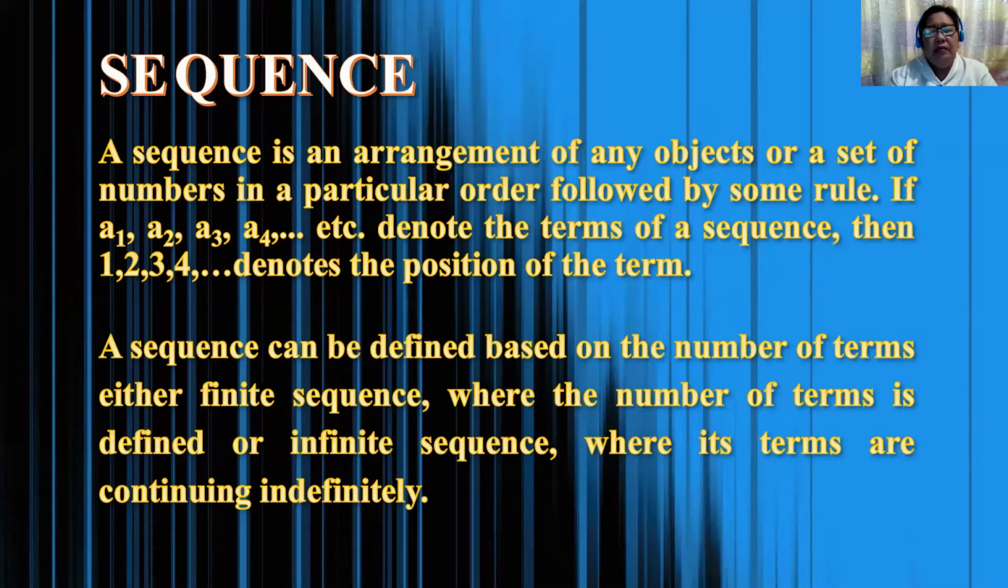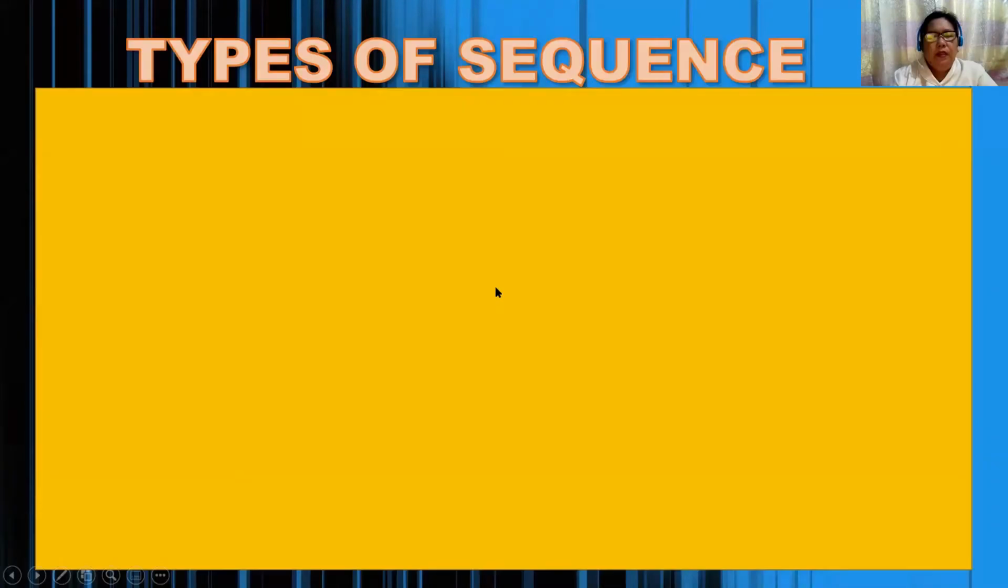A sequence can be defined based on the number of terms, either finite sequence, where the number of terms is defined, or infinite sequence, where its terms are continuing indefinitely. Let us have the types of sequence.